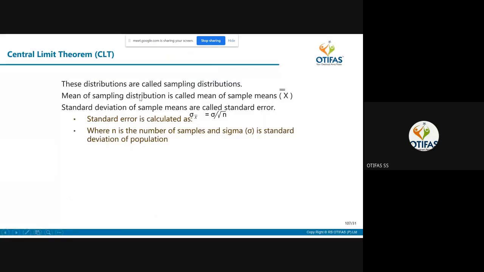Then the mean of the sampling distribution is known as the mean of sample means, x double bar. The standard deviation of the sample mean is called the standard error. It is sigma x bar equal to sigma divided by square root of n, where n is the sample size. It's not for the yellow belt, it's for the black belt module, so we'll discuss everything in detail in black belt.